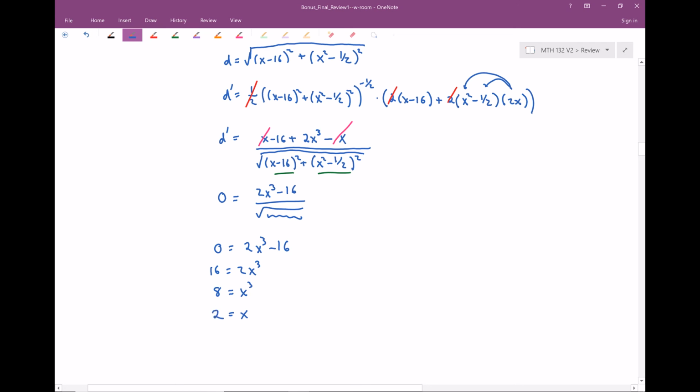We get the answer 2. And so 2 is a critical point. However, if this was to show up on an exam, and I just say x equals 2, done, I'm going to expect to lose some points, because it is a critical point, but I haven't shown that it actually minimizes distance. What if it maximized distance? Or what if it was a boring critical point? So I have to show that this actually minimizes distance.